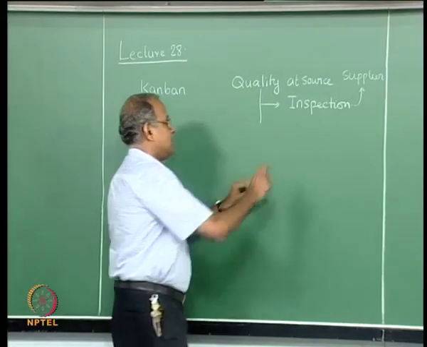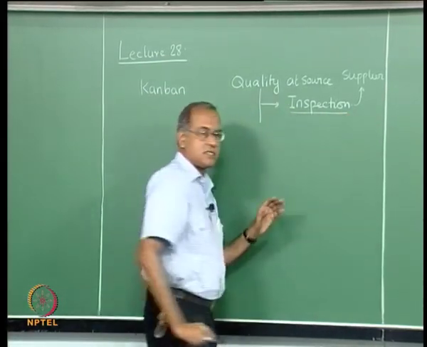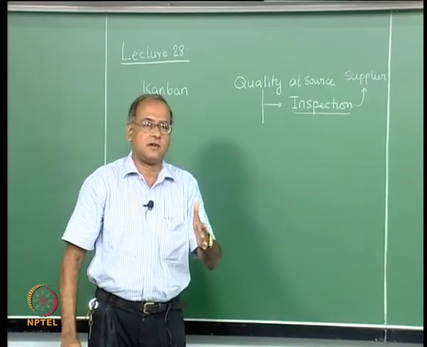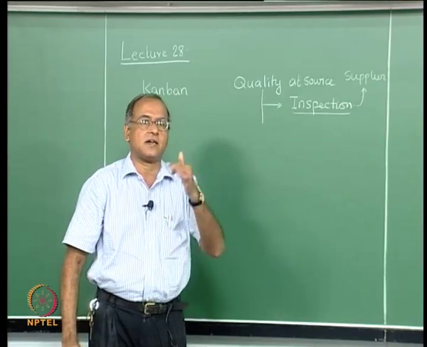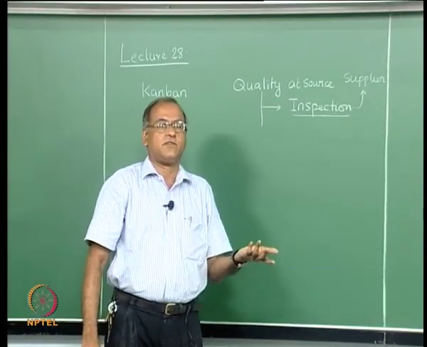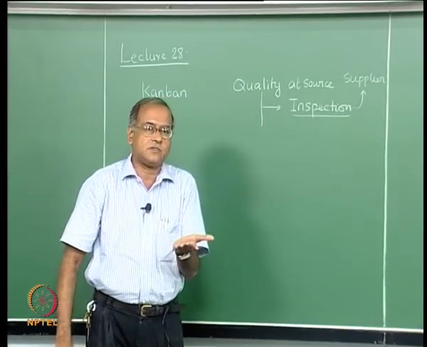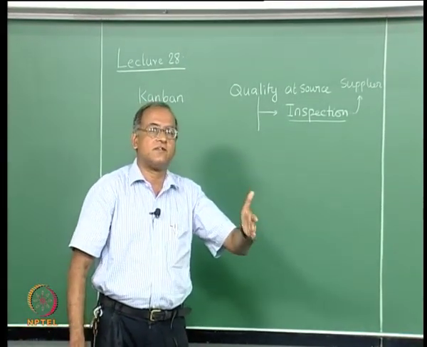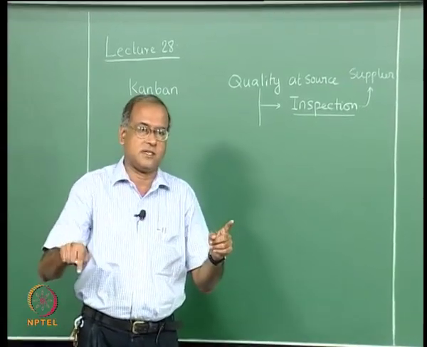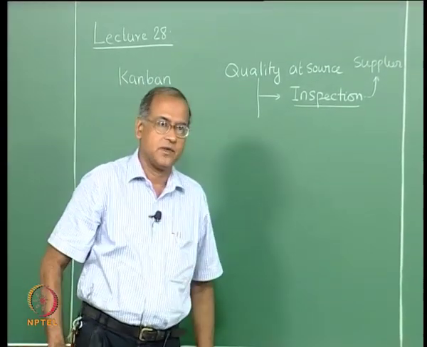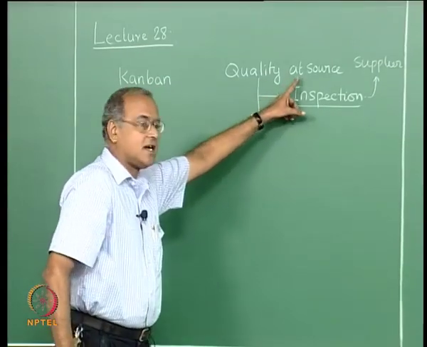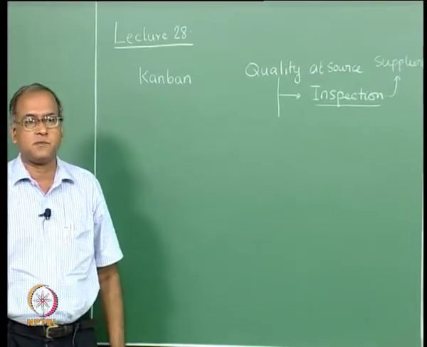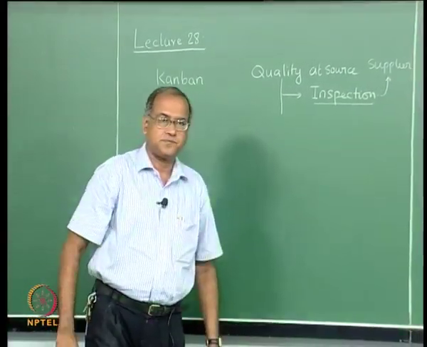So, many times this inwards goods inspection is also avoided or eliminated, under the condition that the inspection is carried out at the supplier site itself, and if the items do not conform to the quality requirements, at that point itself they are changed and they do not come to this organization and go back. So, quality is checked and verified at the source itself, and the idea of inwards goods inspection is eliminated.